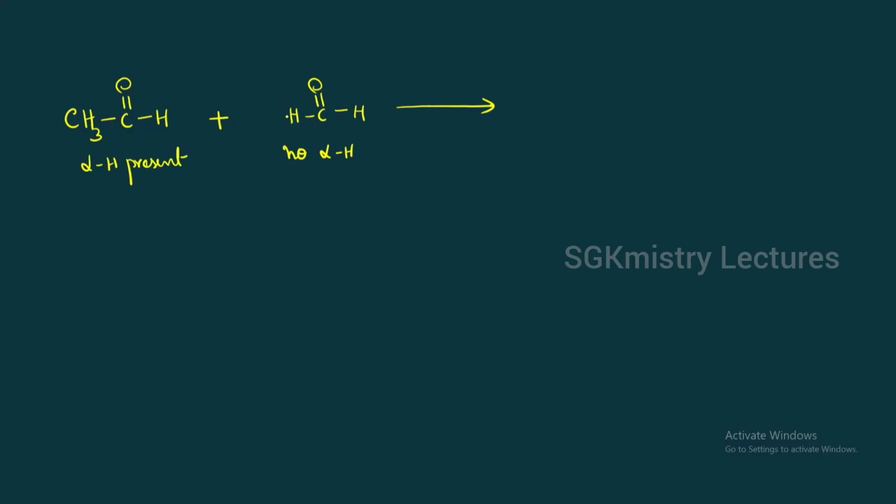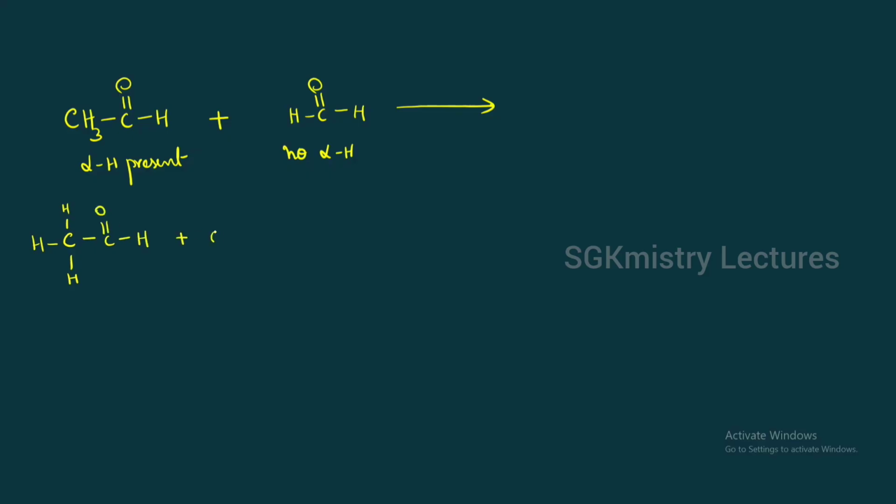So this formaldehyde is only used in such a way that the carbonyl carbon of this formaldehyde is used for the attack by the carbanion. So let us consider the base catalyzed mechanism. So here, let me write the alpha hydrogens clearly.